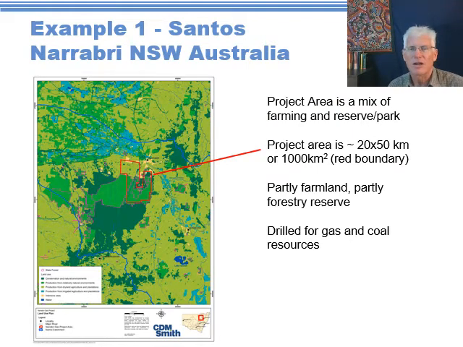The project area is actually in a mix of farming and forestry reserve and parkland. It's a project area of around 1,000 square kilometers, maybe about 20 by 50 kilometers, and that's shown in the red area there. It has been drilled for gas and coal in the past. The gas and oil wells are somewhat deeper, like 1 to 2 kilometers deep. Lots of water bores, of course, because we're talking about an area where there's a lot of cotton farming. So the water is used extensively in farming.